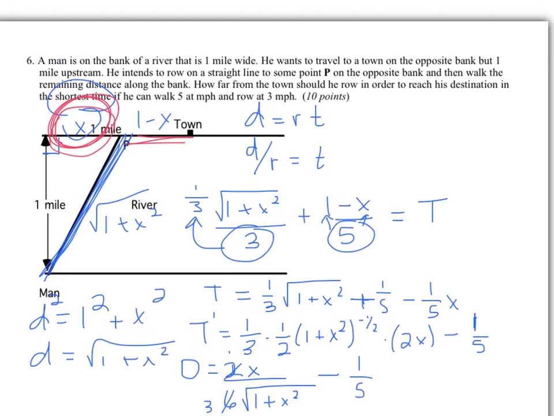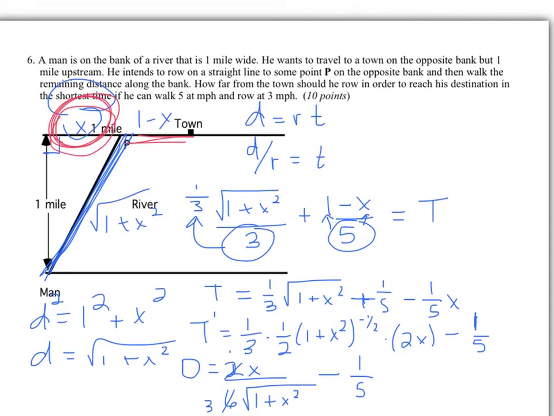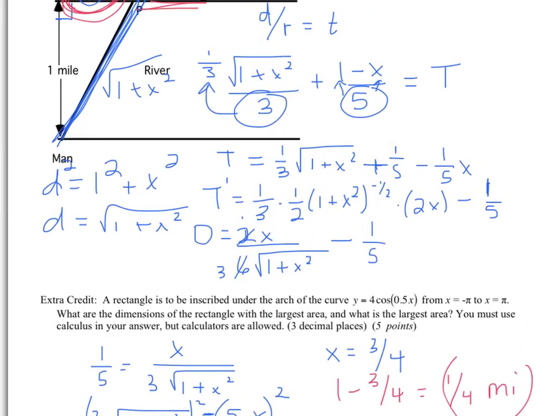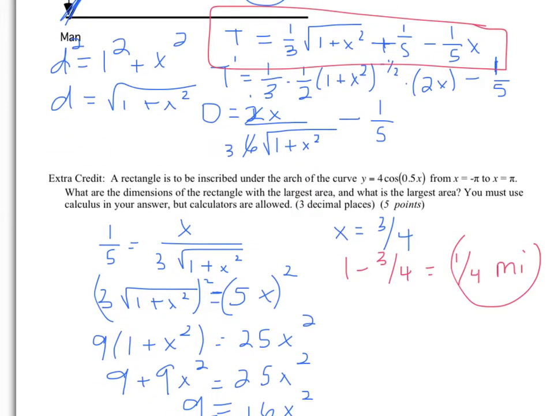And then, is that the only thing it asks? And then if you were asked his shortest time, then you just plug in for t in this equation right here. But it did not ask for the shortest time, it just said how far from the town should he go. So your answer should be 1/4 of a mile. And that's it.